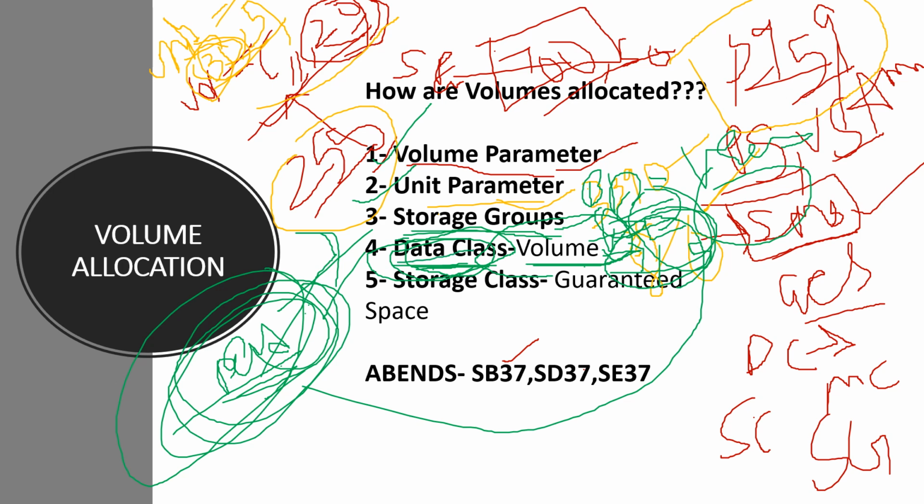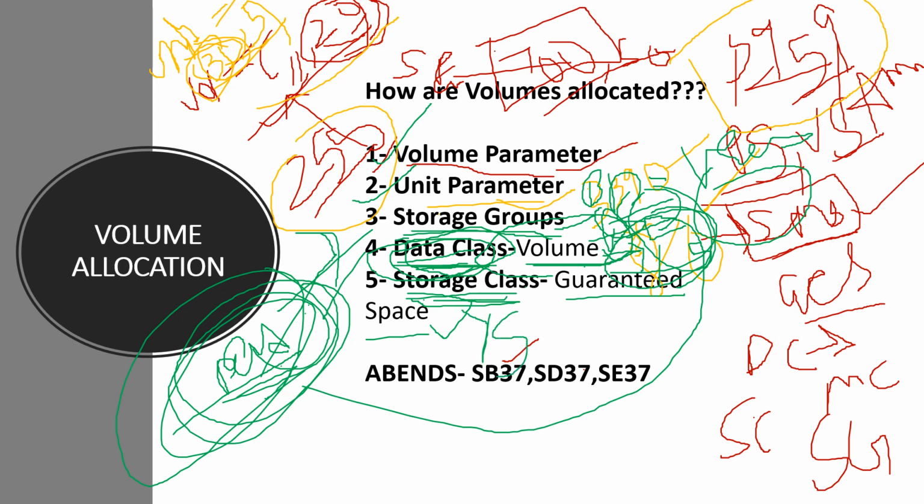Last is storage class, which is again an ACS routine. Storage class is nothing but, it will test the performance of the data set, how much space it is taking and everything. When it comes to the storage class, there is an attribute called guaranteed space. You can give this guaranteed space as yes or no. So there are two things here.